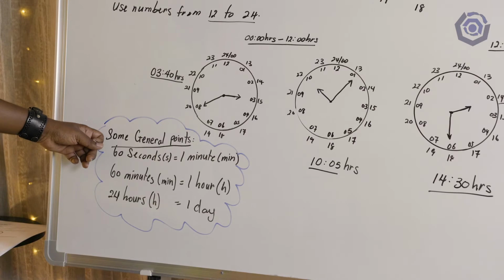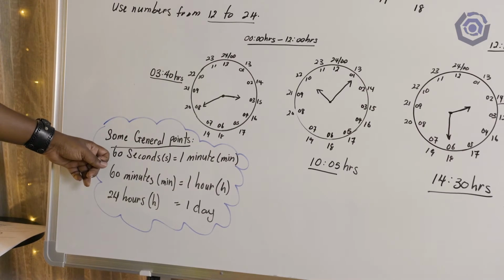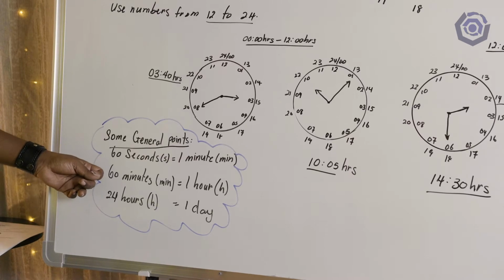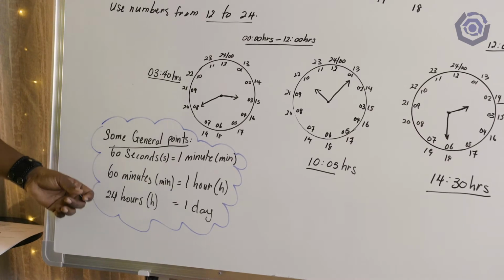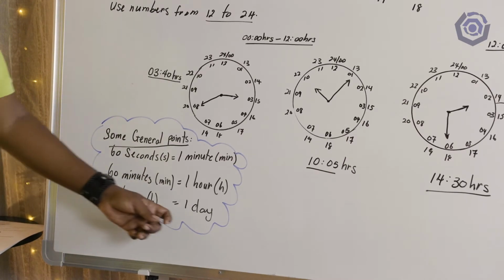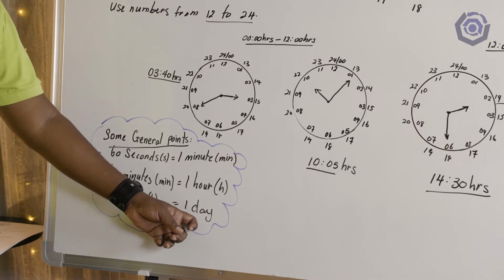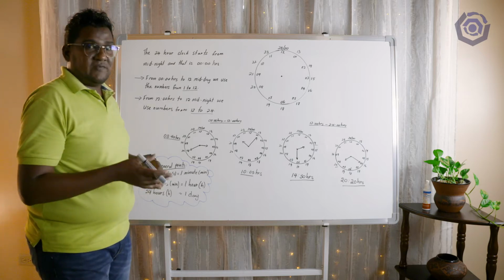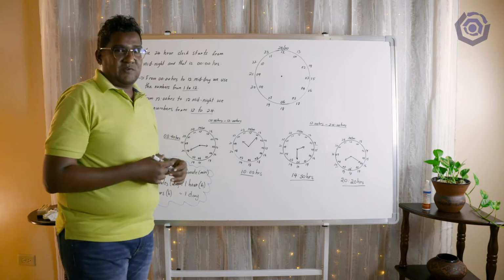Here we have some general points that you should know. 60 seconds equals 1 minute. 60 minutes equal 1 hour. And 24 hours equal 1 day. So now you know how to use both the 12-hour and the 24-hour clock.